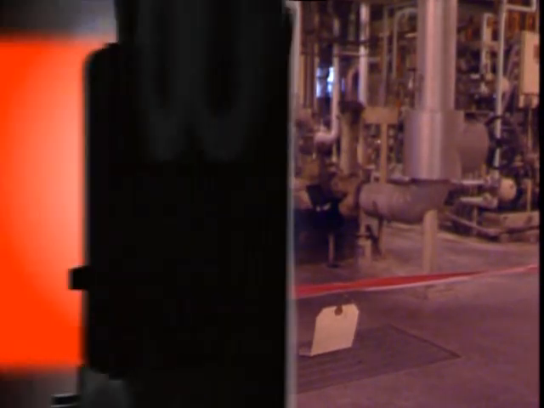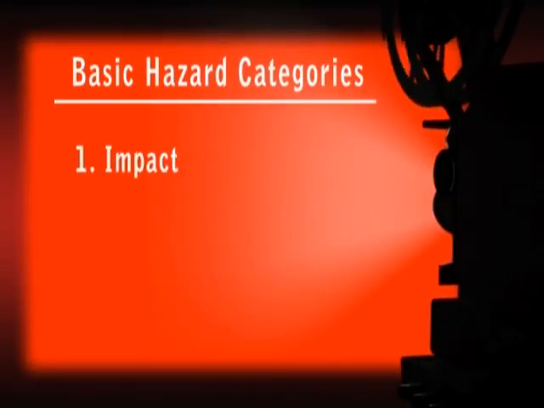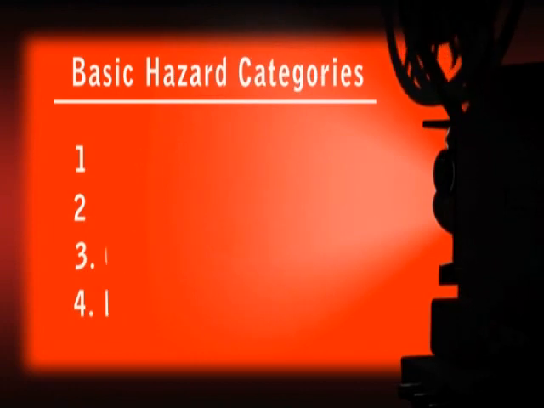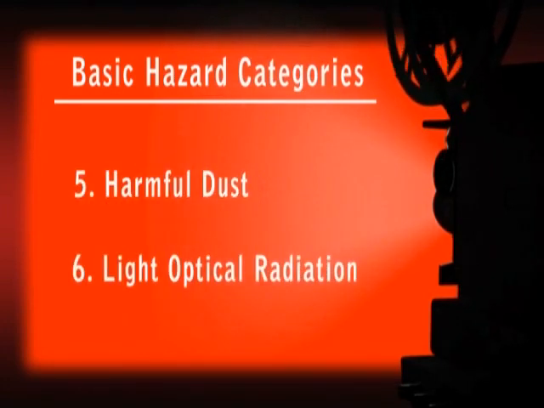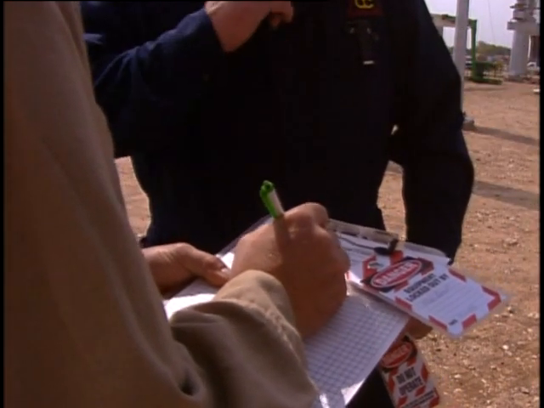Basic hazard categories that should be considered include, but are not limited to, impact, penetration, compression, heat, harmful dust, and light optical radiation. All sources for hazards should be identified and recorded.